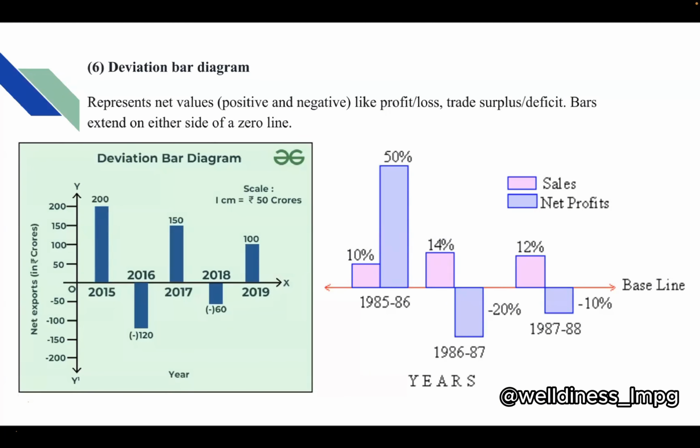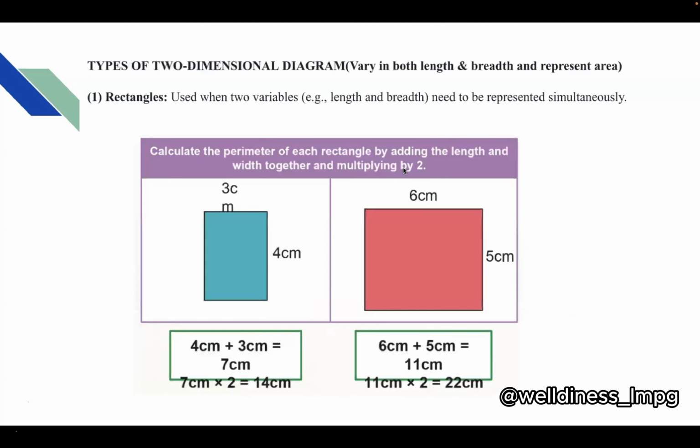They made a loss of about 20%. So who knows, maybe that's what influenced them to now sell less in 1987 to 1988, which helped them cut their loss to 10%. So that's the beauty of the deviation bar diagram. I'm sure some of you are just hearing about some of these things.